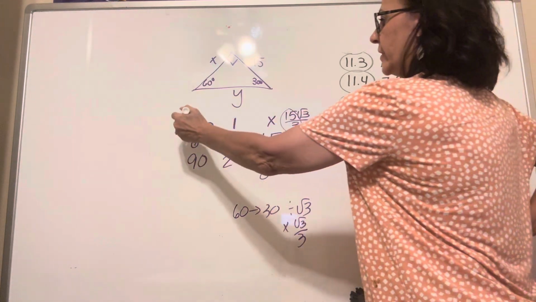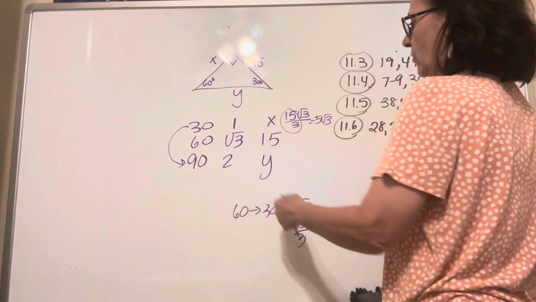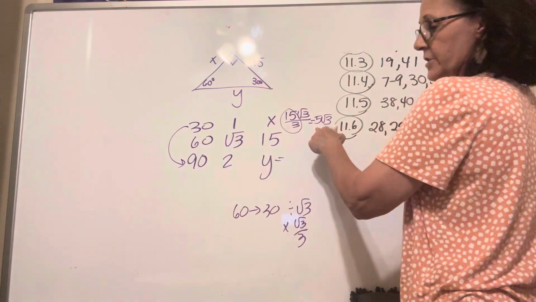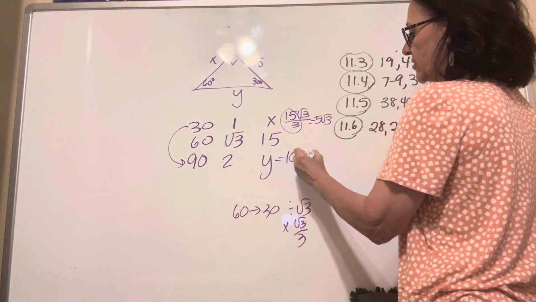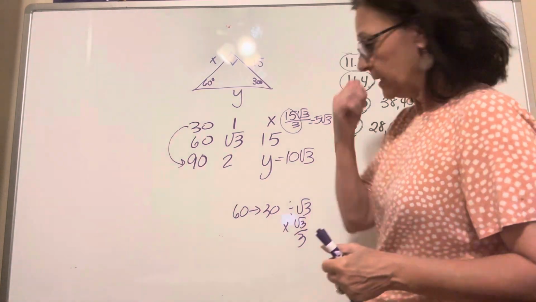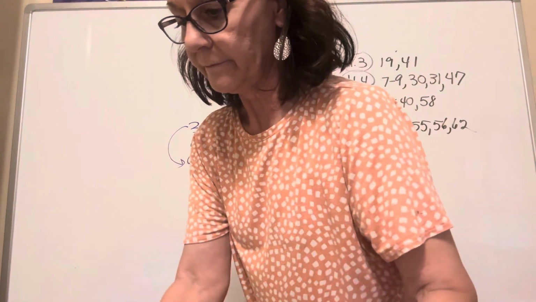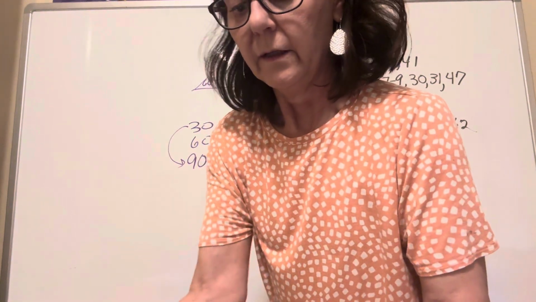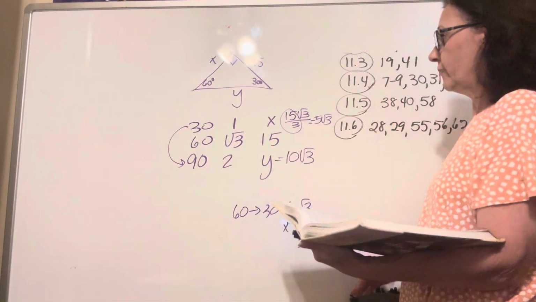To get from 30 to opposite 90, I multiply by 2. So y is just 5 times 2, 10. The square root of 3 stays. All right, that's number 19. Number 41 jumps to page 446.